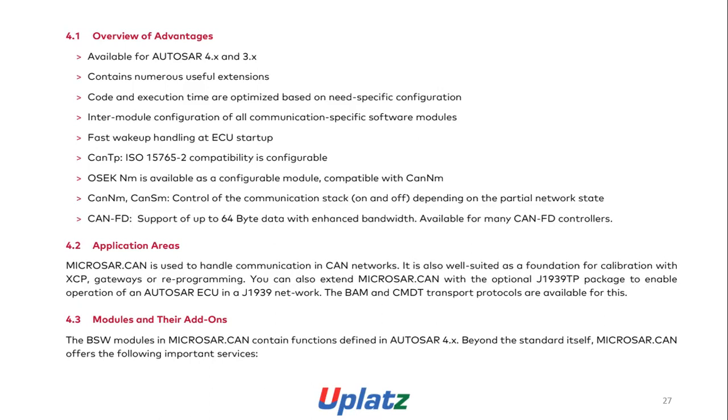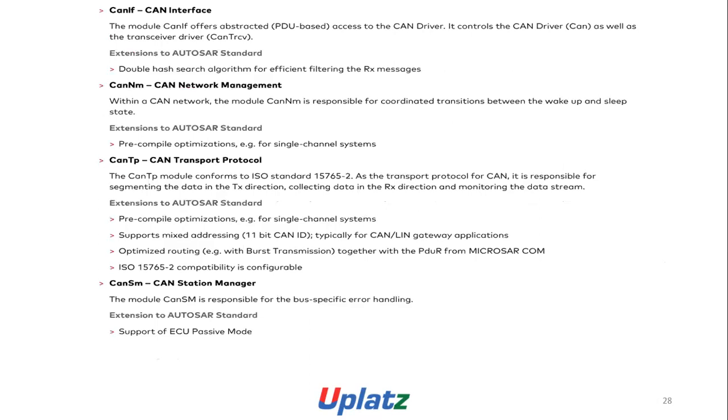You can also extend Microsar CAN with the optional J1939 TP package to enable operation of an AUTOSAR ECU in a J1939 network. The BAM and CMDT transport are available for this. Modules and their add-ons. BSW modules in the Microsar contain functions defined in AUTOSAR 4.3 beyond the standard itself. Microsar CAN offers the following important services. CAN IF, CAN interface.